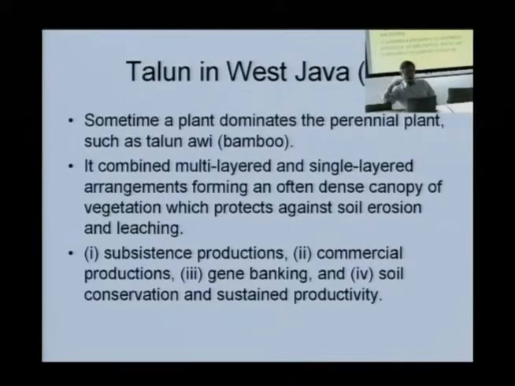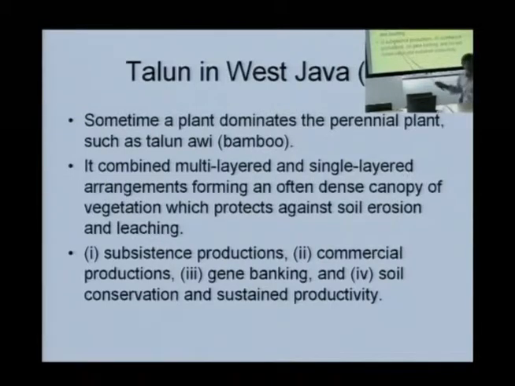Plants dominated by perennial plants, such as bamboo. So a Tarun dominated by bamboo is called Tarun Awi. It combines multi-layered and single-layered arrangements, forming often a dense canopy of vegetation, which protects against soil erosion and leaching.